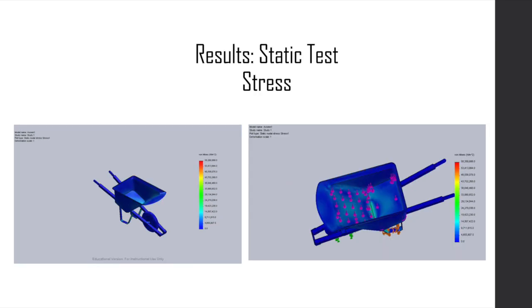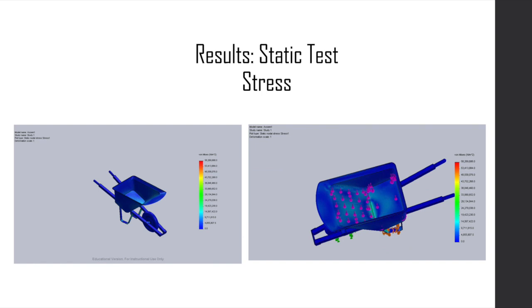For the stress von Mises analysis, the minimum resultant stress was 0.0116943 newtons per meter squared, and the maximum stress was 5.82697 times 10 to the 7 newtons per meter squared. As you can see in this image, most of the stress was created at the bottom of the barrel, where most of the weight would be applied.